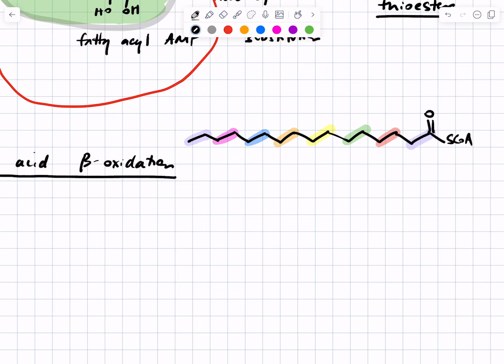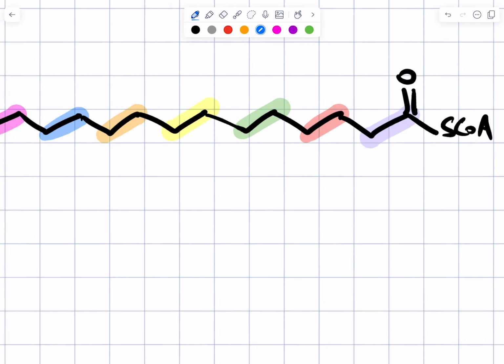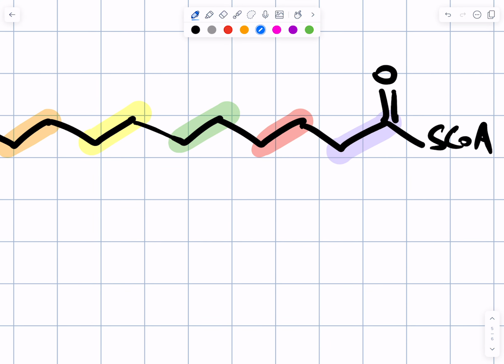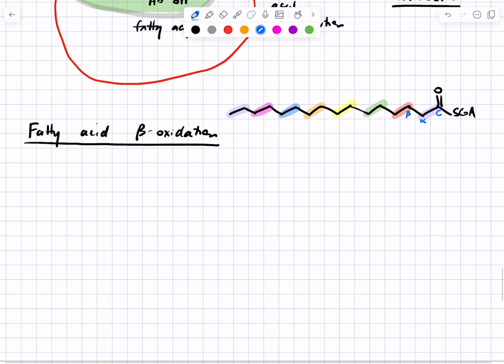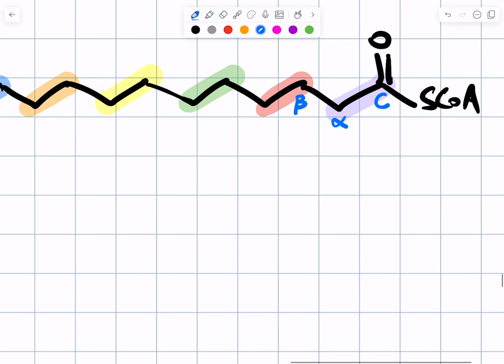The reason we're calling it beta oxidation has to do with our traditional way of naming the atoms of a carbonyl. The one that's adjacent to the carbonyl carbon is alpha. The one that's adjacent to alpha is beta. So we're going to oxidize the beta carbon, and our goal is really going to be to break the bond between alpha and beta carbons. And after that bond is broken, we want the beta carbon to be the new carbonyl carbon.